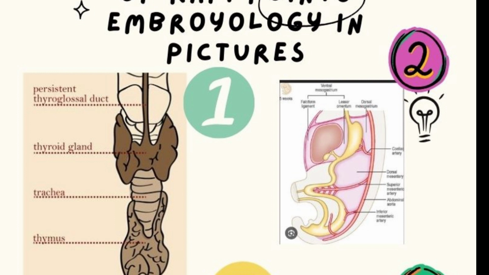The second image is about the ventral mesogastrium and the dorsal mesogastrium. What you need to remember is that the mesogastrium is the region of the abdomen present between the epigastrium and the hypogastrium. You must know the derivatives of the ventral and the dorsal mesogastrium. The ventral mesogastrium derivatives are the falciform ligament, right and left triangular ligaments, coronary ligament, hepatoduodenal ligament, and lesser omentum. Whereas the derivatives of the dorsal mesogastrium are the gastrophrenic ligament, gastrosplenic ligament, lienorenal ligament, and greater omentum.